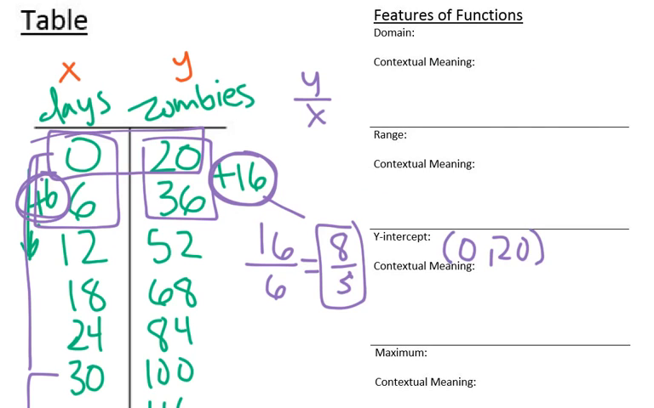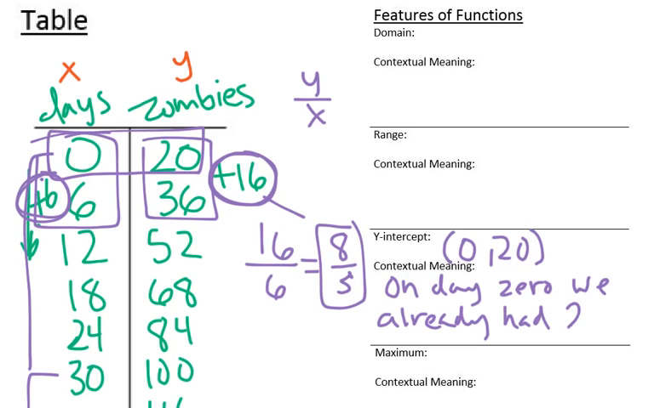Alright, now, what does that mean, that y-intercept? Well, that means on day 0, the first day, we already had 20 zombies.